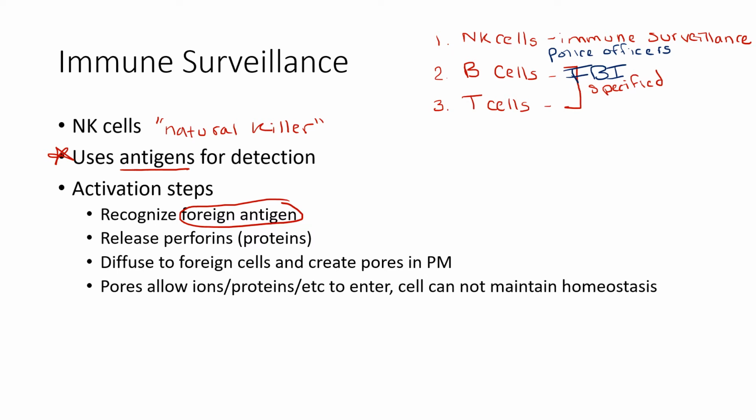While T cells are going to be more like the CIA. Specifically, the CIA is going to deal with specialized, bigger terrorists. So these are going to be the cells that go after the really, really, really bad infections. A lot of the time, all of them have a tendency to work together, but in the end, they all have a little bit more of a specific function, and this is the way I like to remember it.